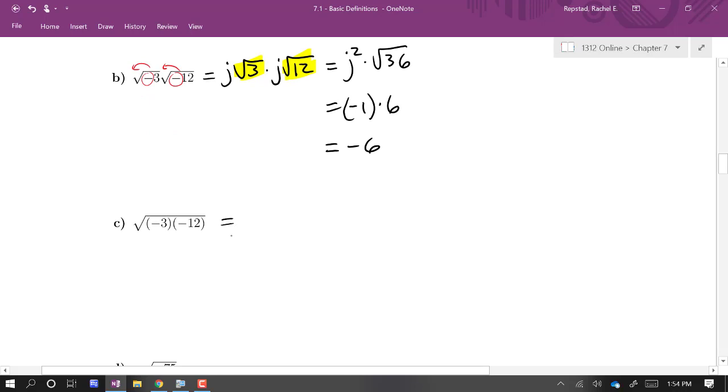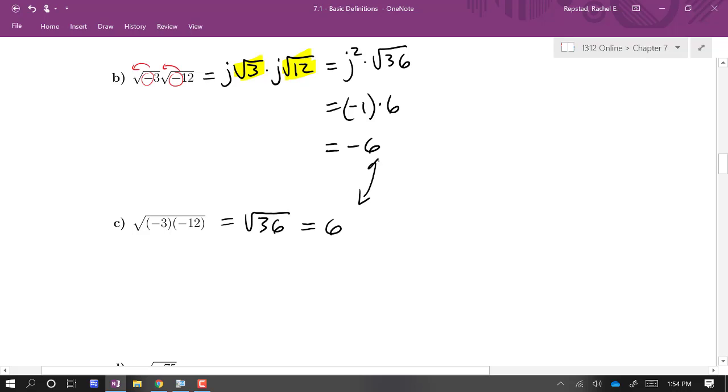Now let's work on this next one. Look how similar this is to part B. There's a little bit of a difference though. I've got a product just written under a single radical. So order of operations tells me I've got to do the multiplication that's in that radical first. So -3 times -12, well, that is the square root of 36, which is 6, a positive 6.